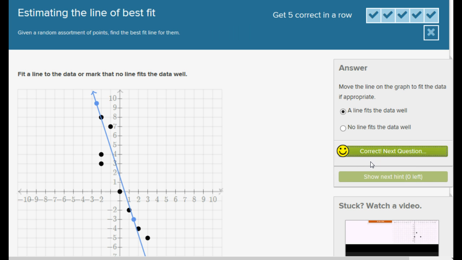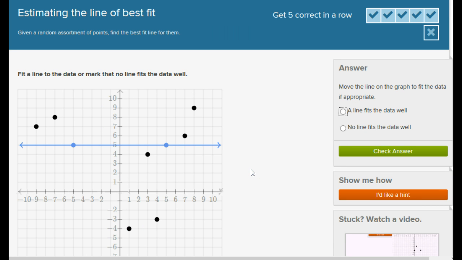I also want to think about my fitted line in terms of correlation. This would be a negative correlation because the line is going down from left to right. So as the x is increasing, the y values are decreasing. All right, let's try another one.